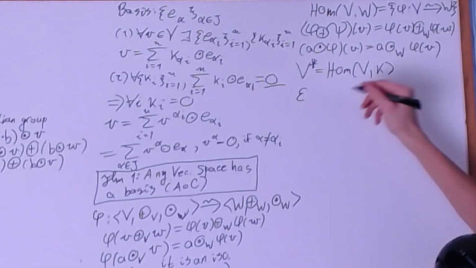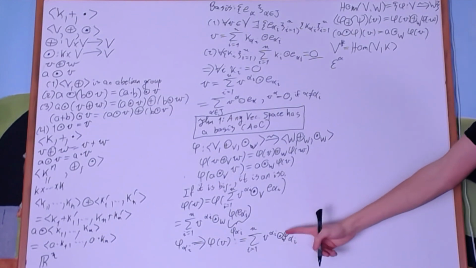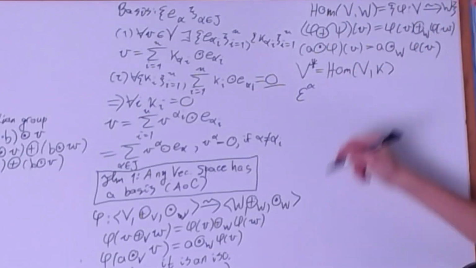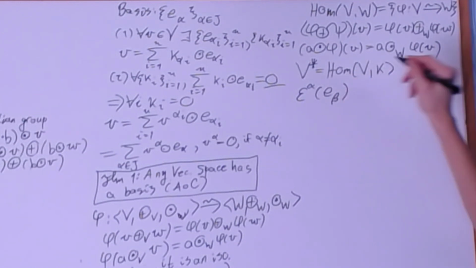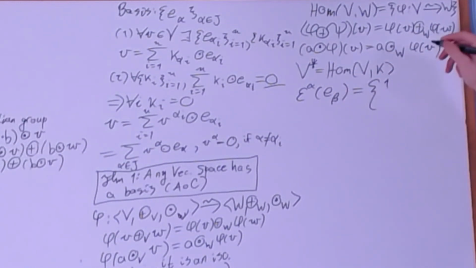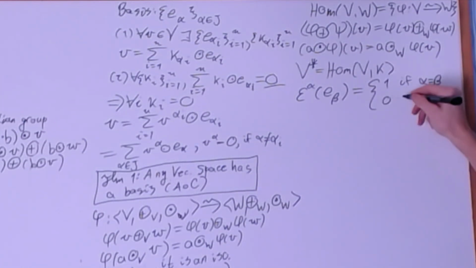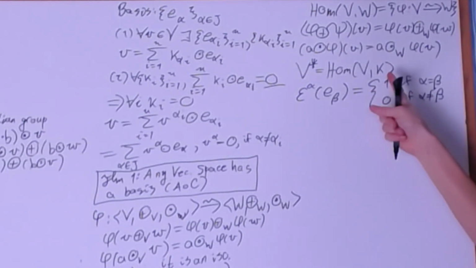Let's define epsilon^α. And by the fact that we only need to know its components, I can just do epsilon^α applied to a basis element e_β on the vector space. And I'll say that this is equal to 1 if α is equal to β, and it's going to be 0 otherwise. 1 is the multiplicative identity on k, and 0 is the additive identity on k.